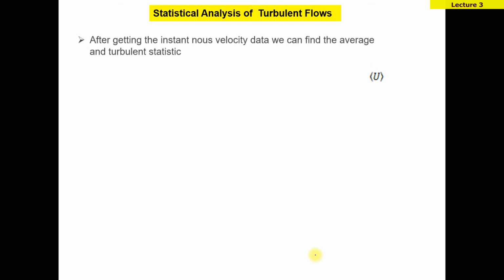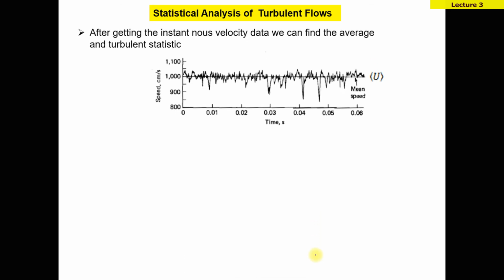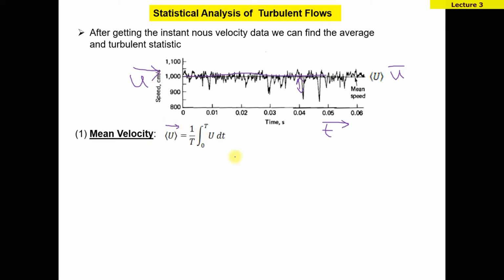Next important topic is the statistical analysis of turbulent flow. You plot the instantaneous velocity variation with respect to time, and after that you can see the fluctuation, and then you take the average over time. It's called U bar, this average value, and you can find the fluctuation above or below this curve. This mean velocity is equal to the sum of velocity divided by total time. This is the total time t for which averaging is carried out.